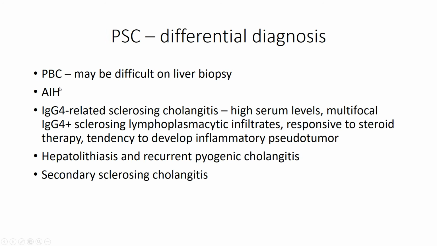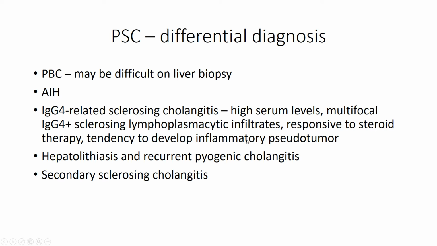Differential diagnosis is PBC, which may be difficult on liver biopsy, autoimmune hepatitis, and this is very important, IgG4-related sclerosing cholangitis. In patients with IgG4-related sclerosing cholangitis, the serum levels of IgG4 are elevated. On biopsy, you'll see IgG4-positive plasma cells, and very important again to make this diagnosis is the fact that these patients are steroid responsive.